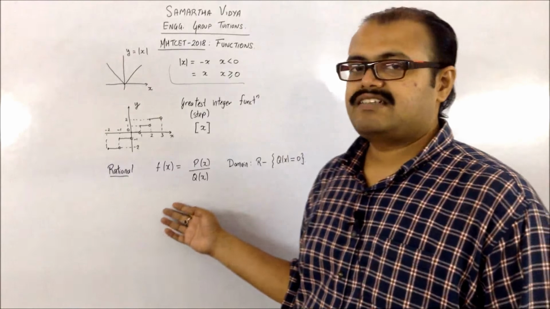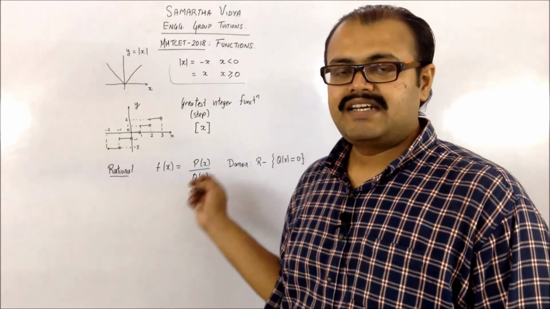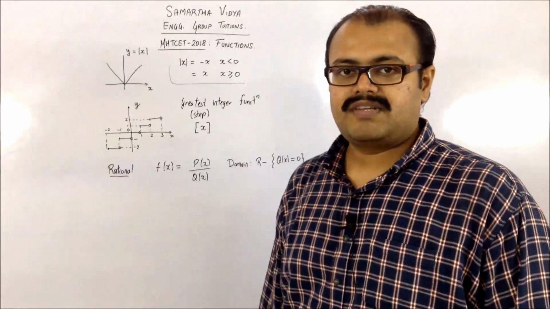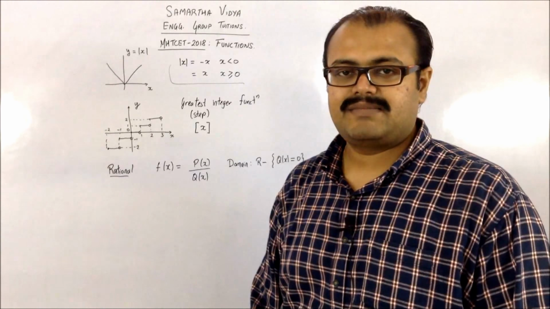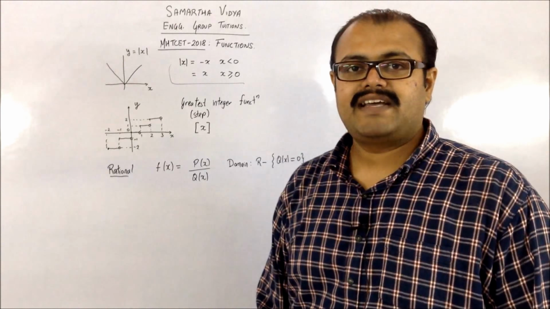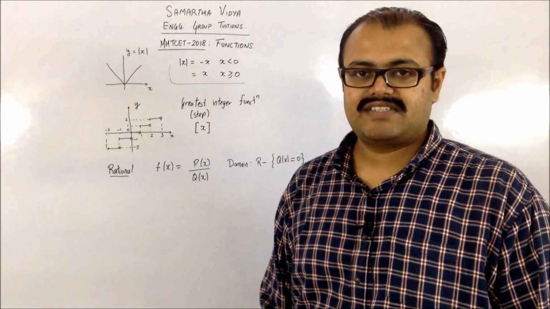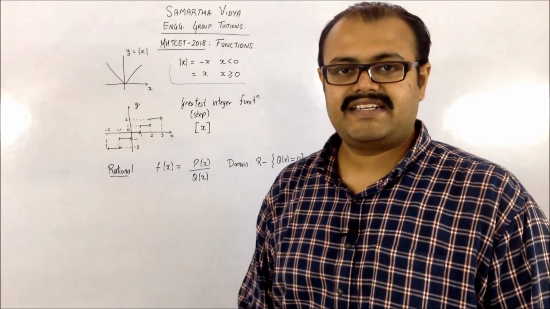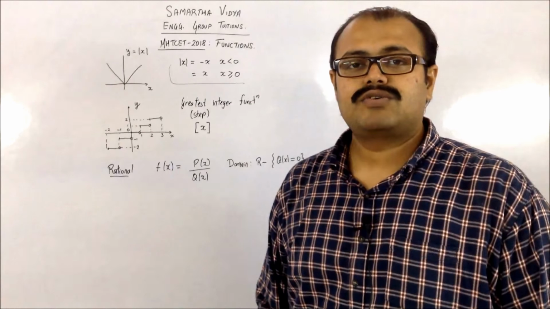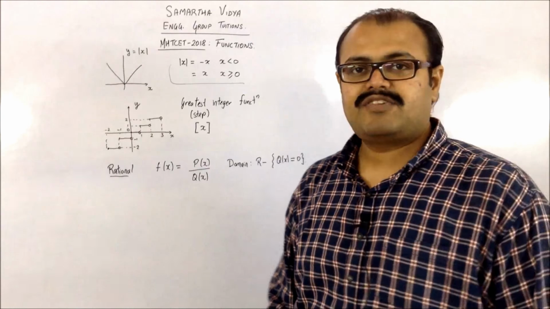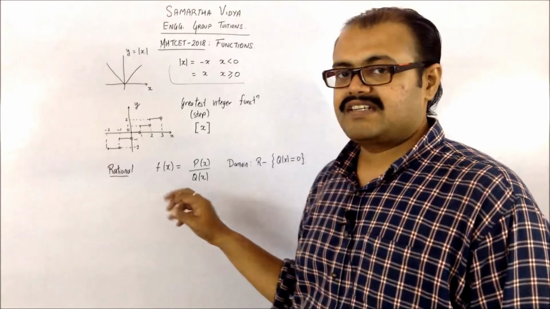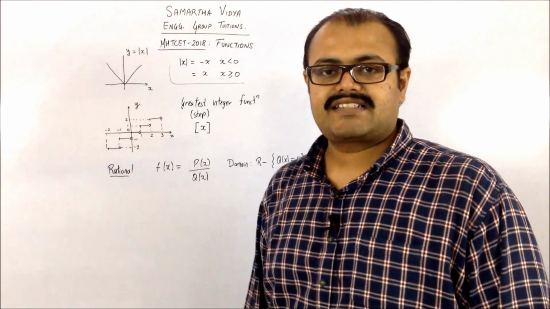Next one is your rational functions. Rational functions are nothing but the division of polynomial functions. Polynomial functions are those functions wherein the degrees of x are integers, positive integers. Those are called polynomial functions. If you have the ratio of polynomial functions, then that is called a rational function.